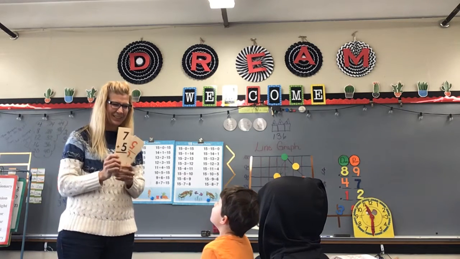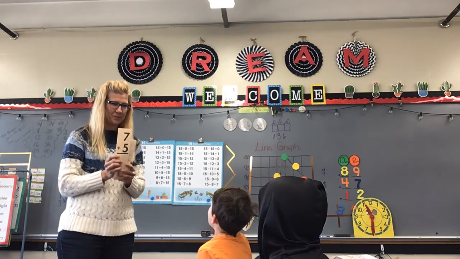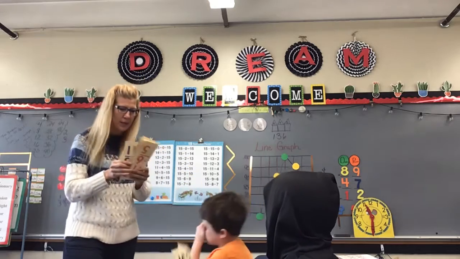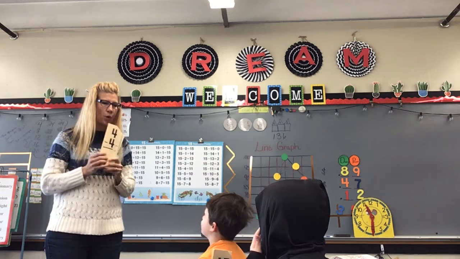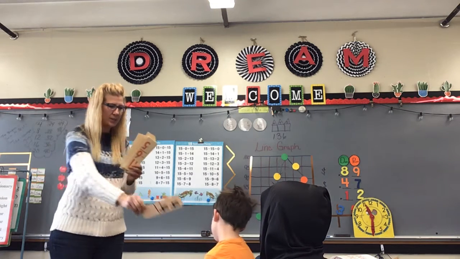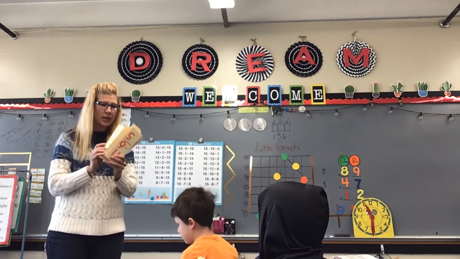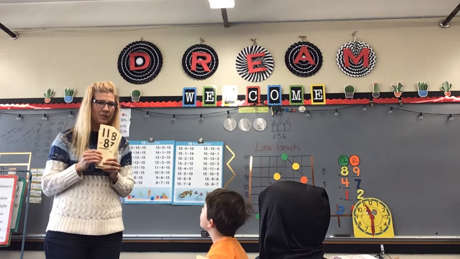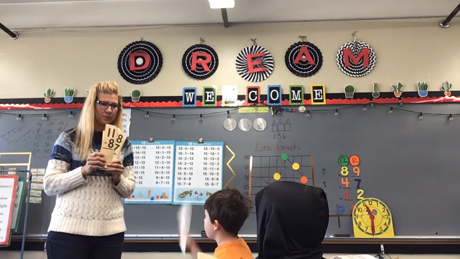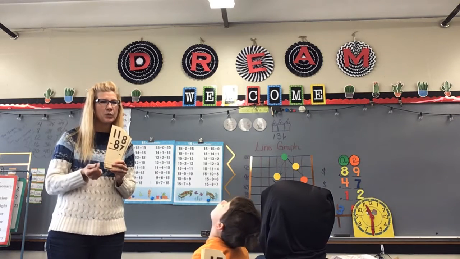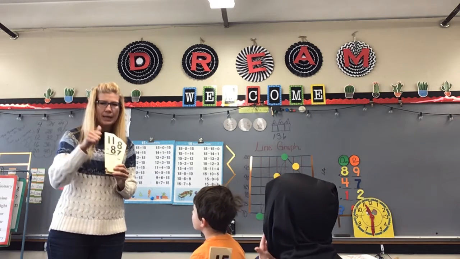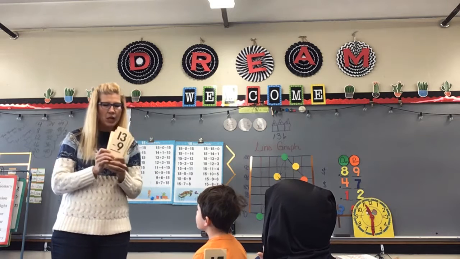7 plus 5. 12. Okay, Ben, I want you to stop. You're doing great. I only have 2 cards. 4 minus 4. 0. Okay, 11 minus 8. 5. Oh, you're close. Nice try. 11 minus 8 equals 3. Count: 9, 10, 11. Neither one of you get it.